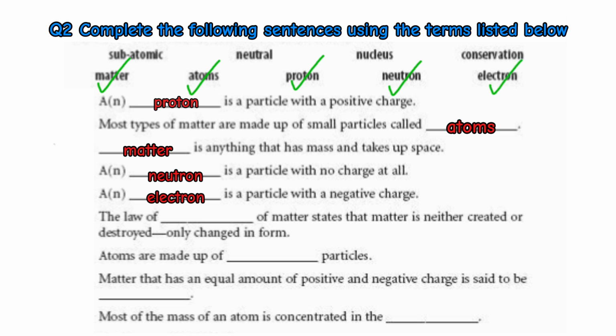The law of conservation of matter states that matter is neither created nor destroyed, only changed in form. Atoms are made up of subatomic particles. Matter that has an equal amount of positive and negative charge is said to be neutral. Most of the mass of an atom is concentrated in the nucleus.